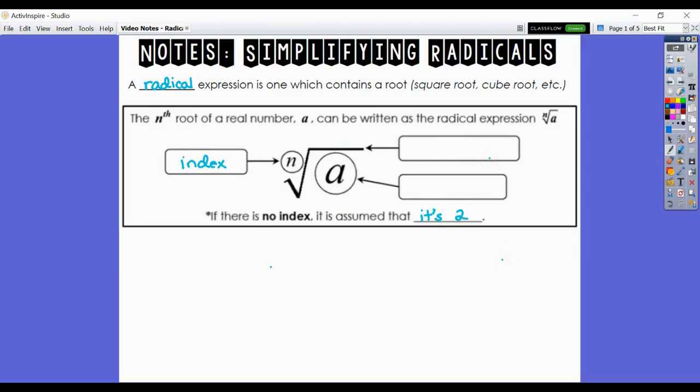The radical symbol itself will be over what's underneath the radical, which is what we call the radicand. And we'll be breaking up that radicand and simplifying it down in the examples that follow.